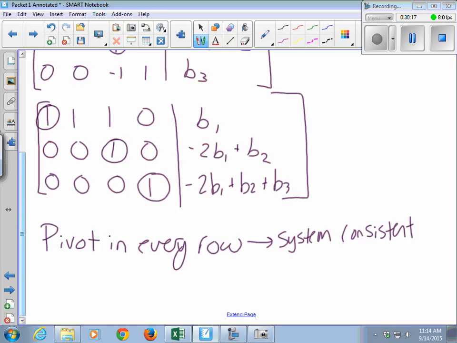So this whole stuff that we did on the right here with the B's, we didn't need to do that to answer the question. You can if you want, but you didn't have to. We could have answered just by row reducing the coefficient matrix.